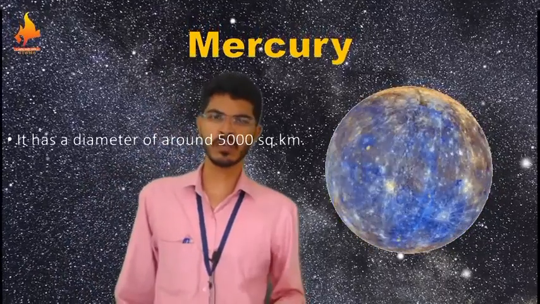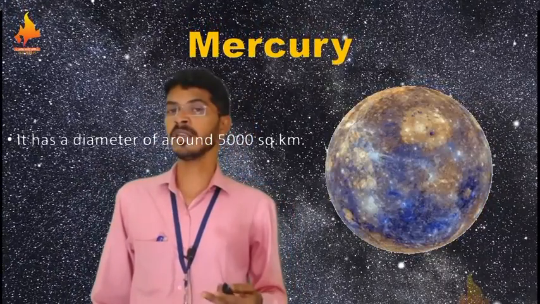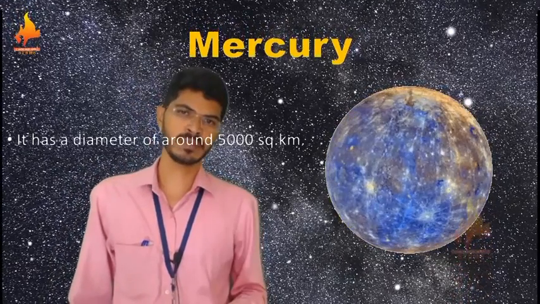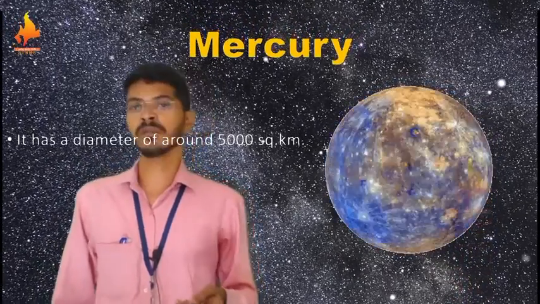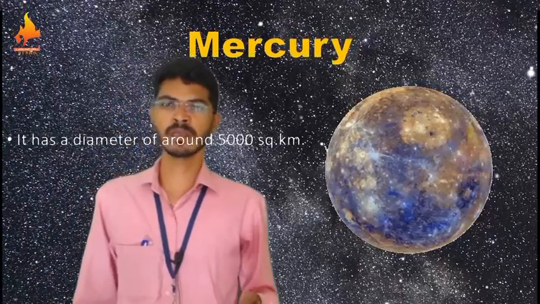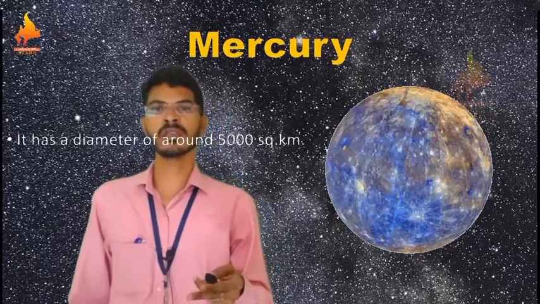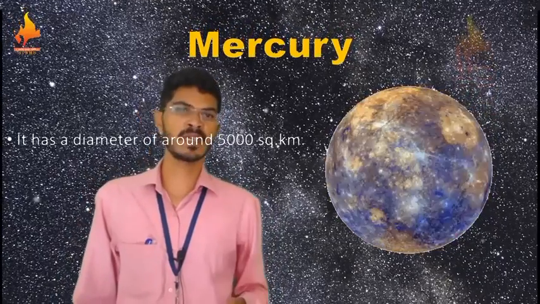And as we have already discussed, it is very small. Its size is about 5,000 kilometers. It is about its diameter. I am not talking about the radius, be clear here. Diameter means it's 2 times the radius. It is about 5,000 kilometers.